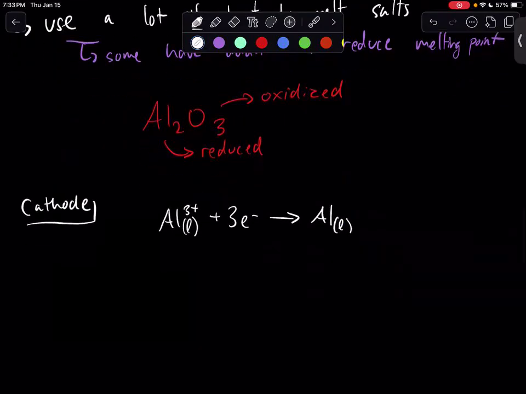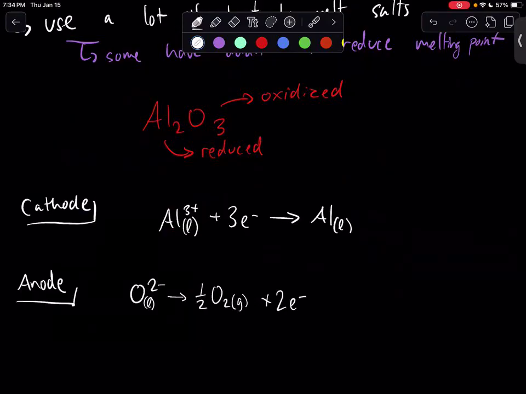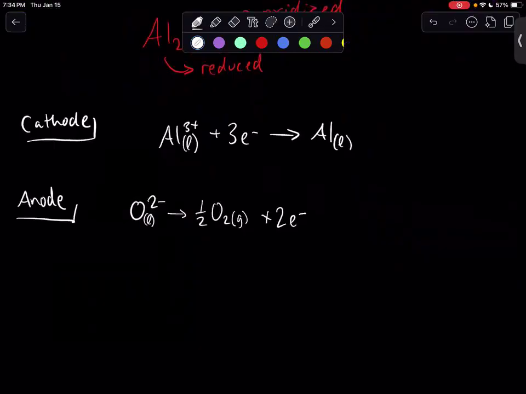At our anode and ox, we're going to have our oxidation reaction. And there we're going to take O2- ions, and those are going to be converted into 1/2 O2 gas, and we're going to get 2 electrons. So these are the 2 reactions that will take place within our electrolysis.